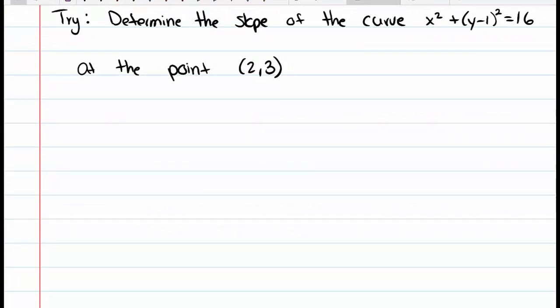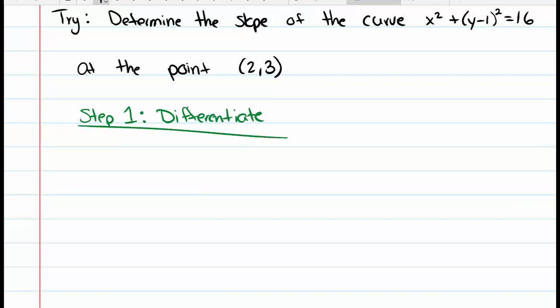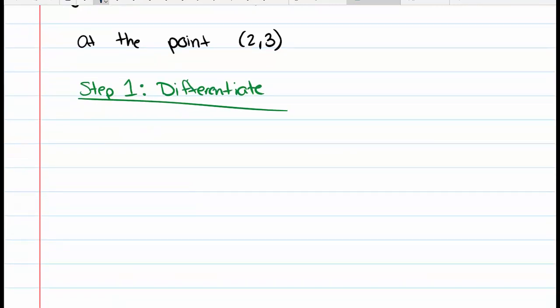All right, now that you've solved it, let's just double check your answers and make sure you're on the same page as me. So again, step 1 is to differentiate. So we have x squared plus (y minus 1) squared is equal to 16. And again, we take the derivative of both sides with respect to x.